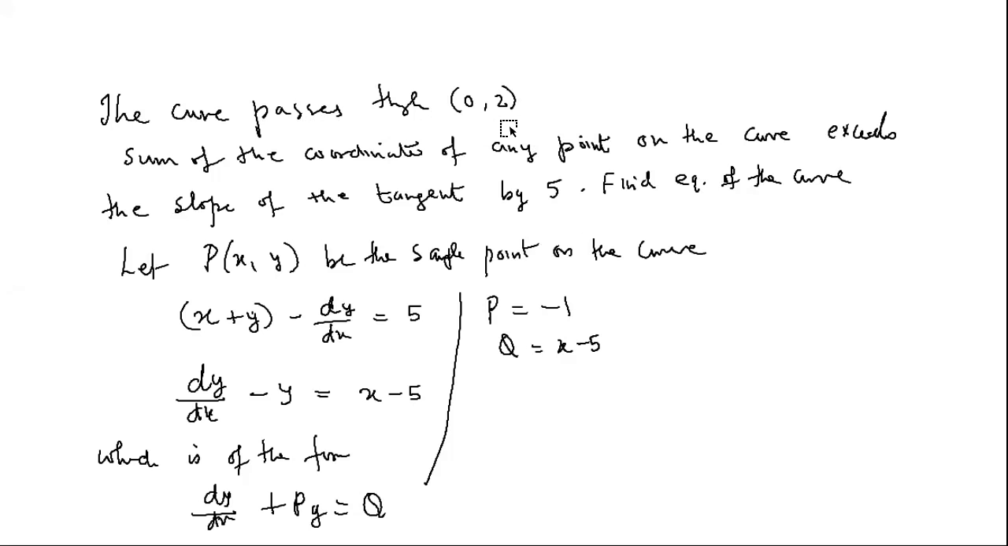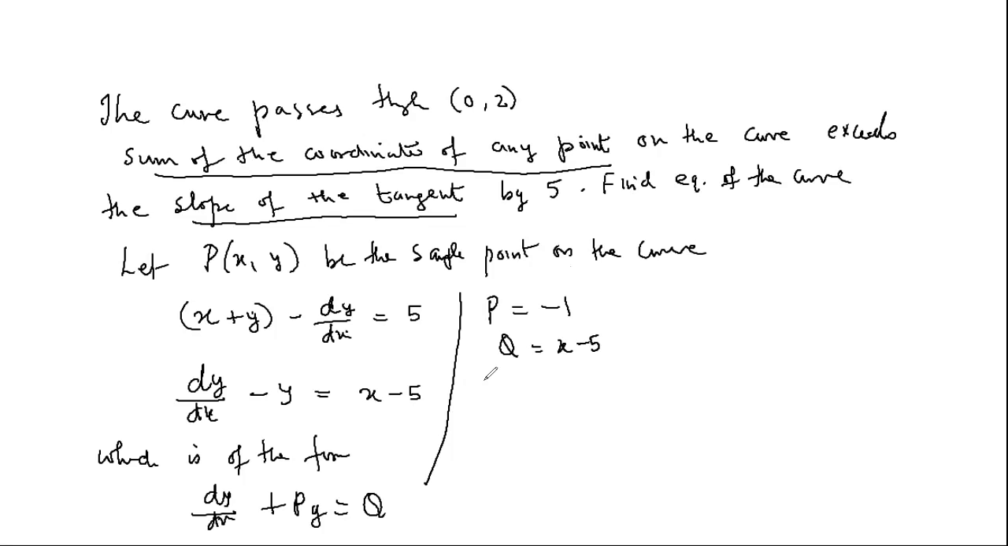So the first condition is the curve passes through 0, 2. The sum of the coordinates of any point on the curve exceeds the slope of the tangent by 5. So two things are here: the sum of the coordinates at any point, which is x plus y, and the slope of the tangent, which is dy by dx. So arrange it into a linear differential equation where y appears only once, with y as the dependent variable and x as the independent variable.